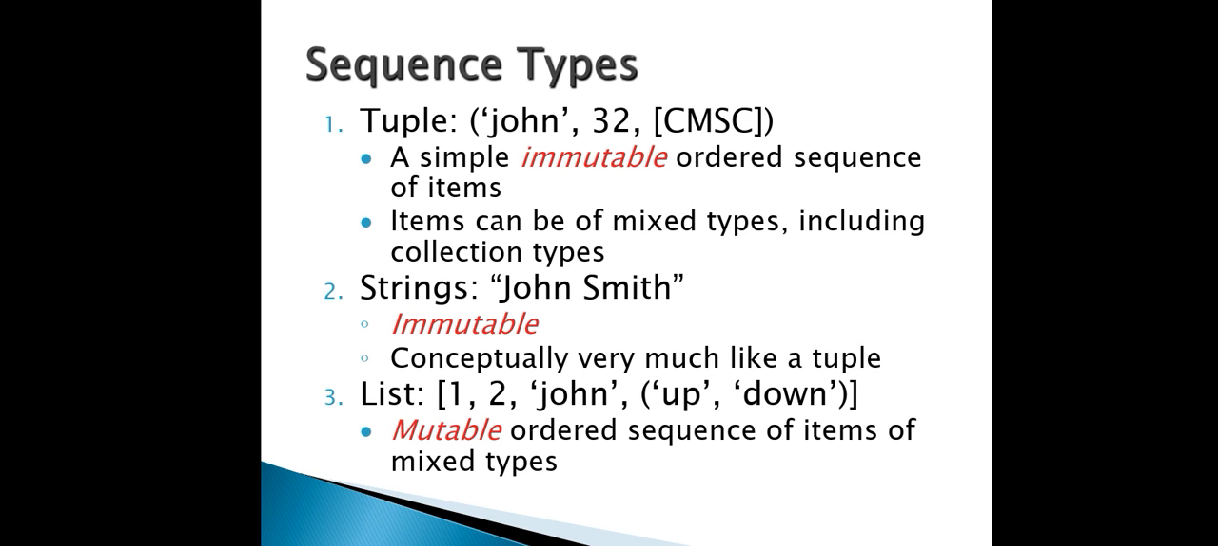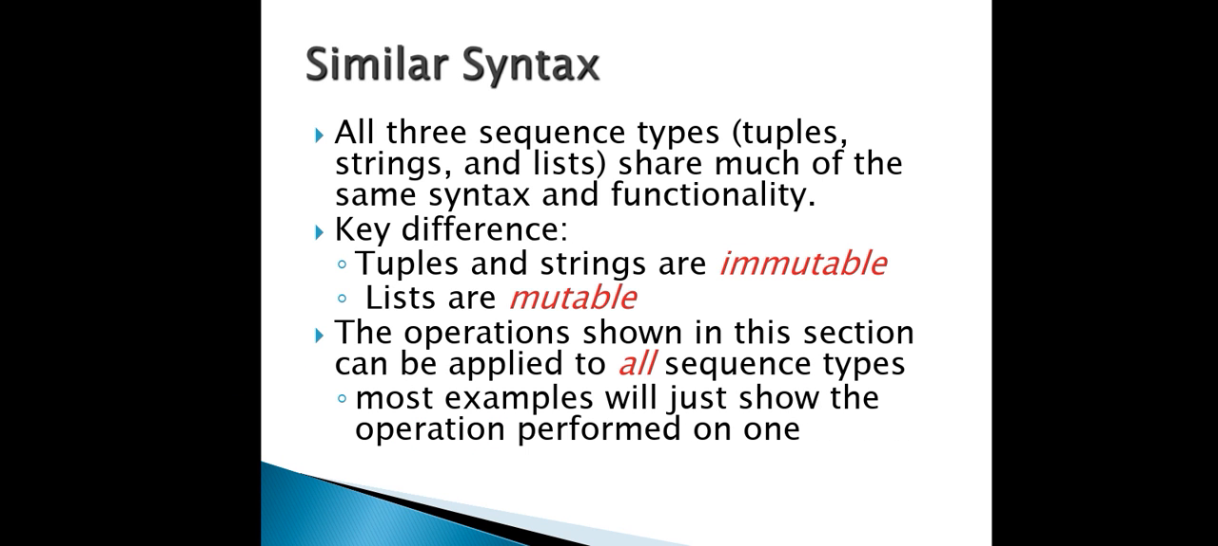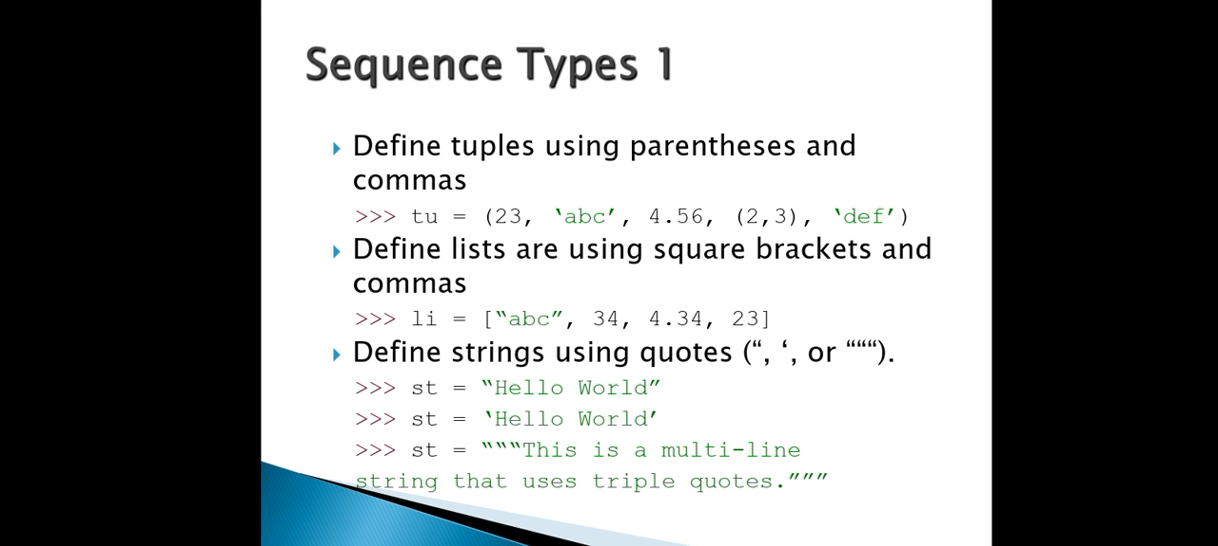So, similar syntax. All three sequence types, tuples, strings and lists, share much of the same syntax and functionality. Key difference: tuples and strings are immutable, lists are mutable. So the operations shown in this section can be applied to all sequence types. Most examples will just show the operations performed on one sequence type, so you can easily understand from these slides.